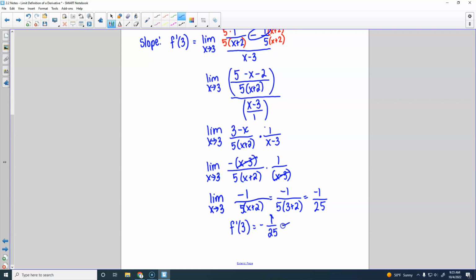That gives us the slope of the tangent line, right? This question asks us for a normal line. So if we want our slope of the normal line, what have we got to do?